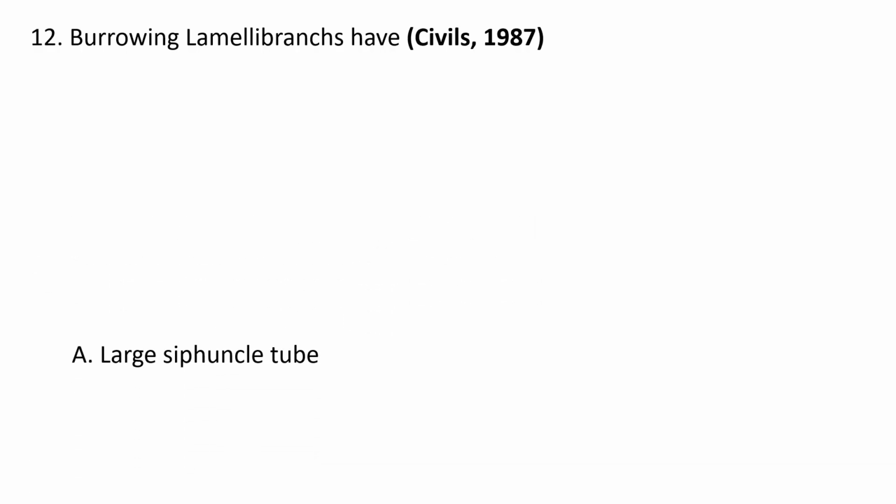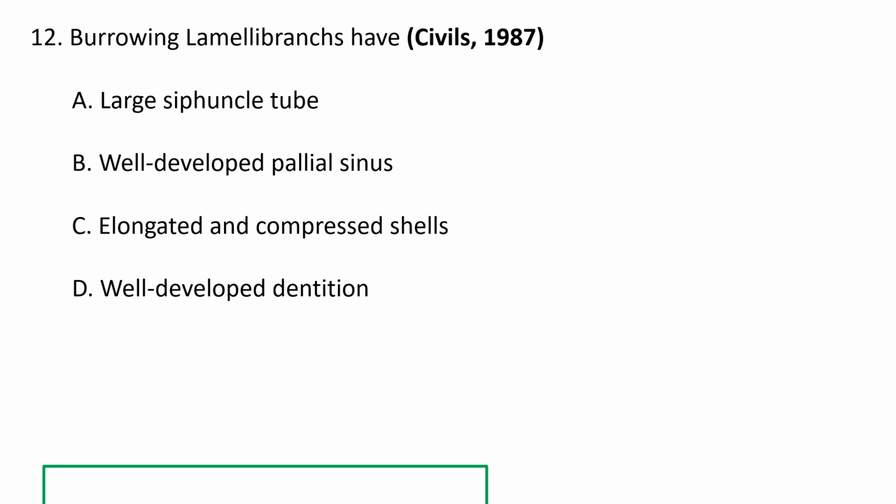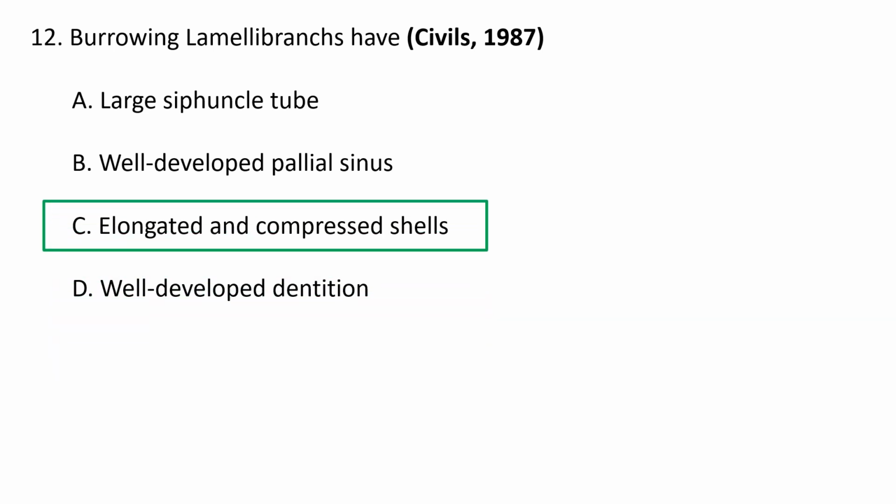B is the correct answer. Next question. Burrowing lamellibranchs have A. Large siphuncle tube, B. Well-developed pallial sinus, C. Elongated and compressed shells, D. Well-developed dentition. Burrowing lamellibranchs have elongated and compressed shells. So C is the correct answer.